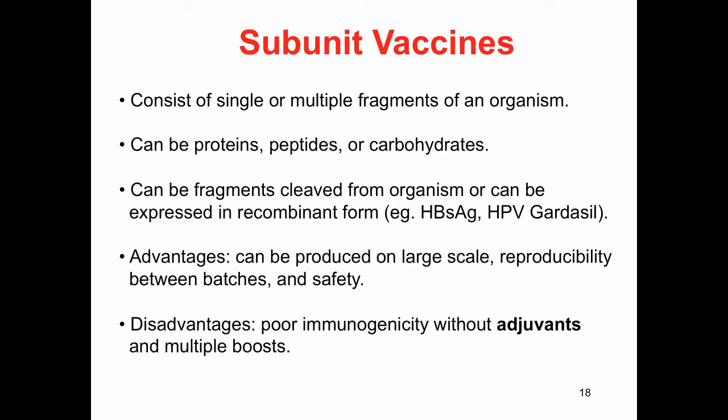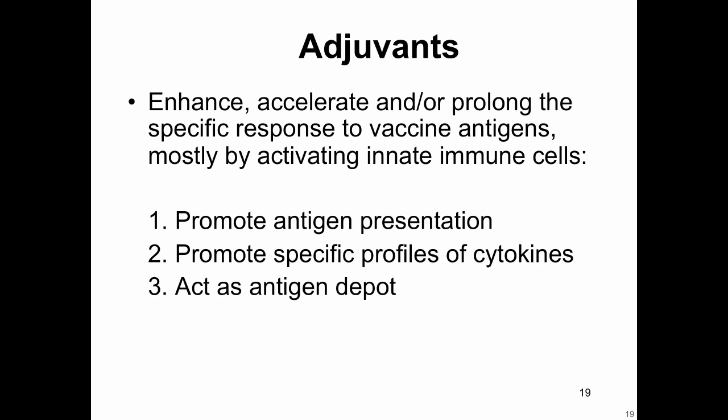The problem is, though, because they don't incorporate lots of antigens and they don't incorporate the intact organism, they often have poor immunogenicity without the addition of something called adjuvants and repetitive doses of the vaccine, or multiple boosts. I'll explain what adjuvants are in just a minute. Adjuvants are molecules that often are mixed with subunit vaccines that are designed to enhance or accelerate or prolong the specific immune response to the vaccine antigen.